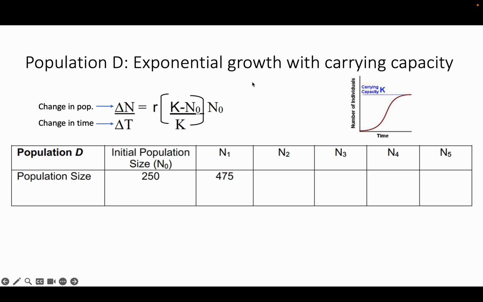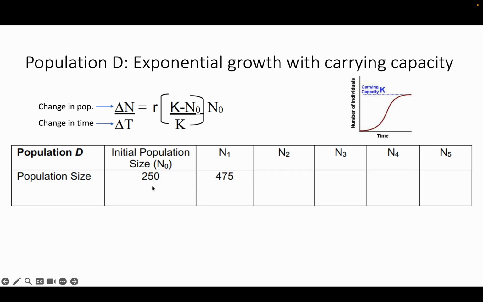So essentially now we're working with an equation that's a little bit more complicated, but we're still using a similar mechanism as we did before. The change in population over the change in time, so the number of births, is going to be represented by r times the carrying capacity minus the initial population, divided by the carrying capacity, times the initial population. So carrying capacity is the number of individuals that the environment can support. If the population surpasses that number of individuals, that carrying capacity, again, you're going to see a decline.